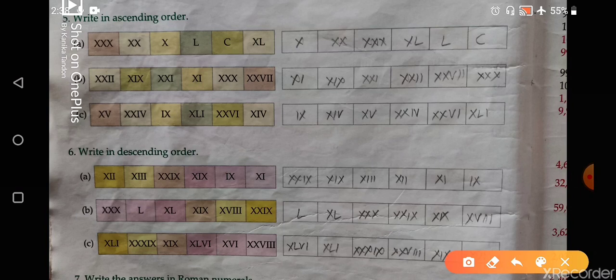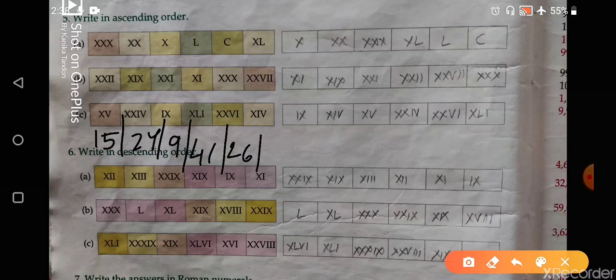If I'm doing question number C of question number 5, XV is what? X is 10 and V is 5, so it will become 15. Double X IV is 24. IX is 9. XL is 40 and 1 is 41. Double X VI is 26, and the last one is XIV, which is 14.